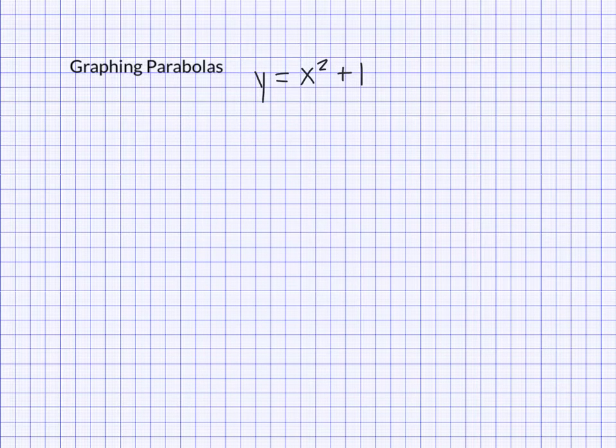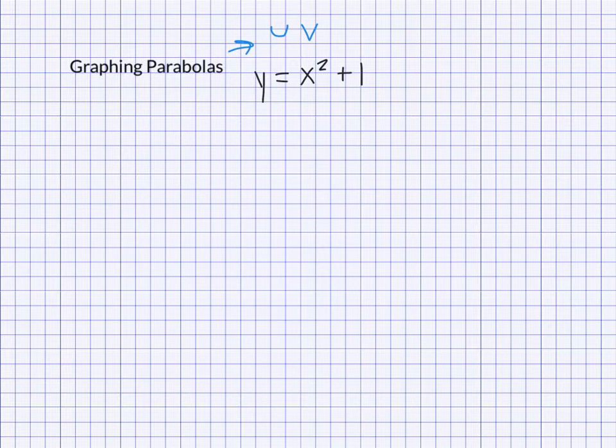So parabolas are the shape that is made when you have an x squared in your rule or in your equation. So I have this equation here, y equals x squared plus 1. This x squared is what's telling me that I'm going to have a parabola. Parabolas kind of look like a U or a V shape, depending on how organized you are. So it's like a U or a V. What we're going to do is practice making those today.